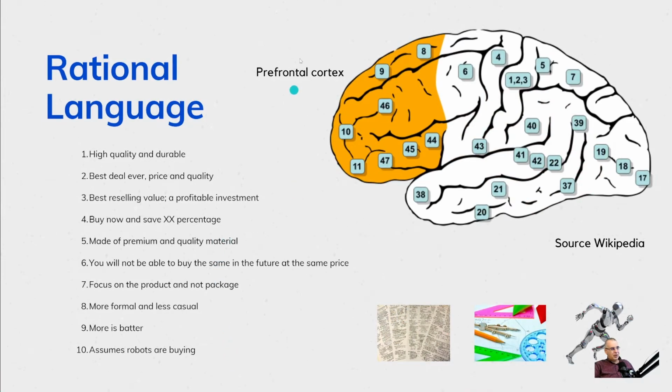So in biology, they have done experiments and discovered that this is the prefrontal cortex, which is the front part of the brain, which is active when people are in the rational state. And the language used is, you know, high quality and durable.